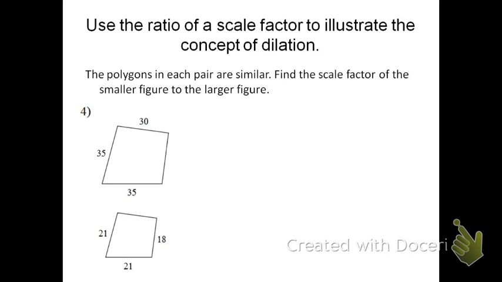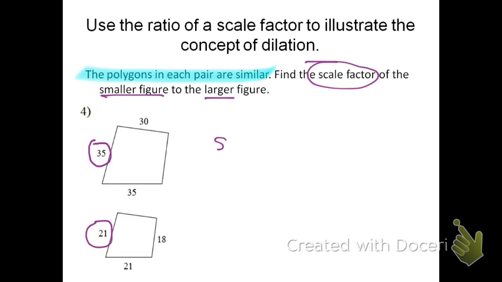Now for number 4, this is a little bit different. This one says the polygons in each pair are similar. That's given up right off the bat. That's good because now we don't have to check each different part for a scale factor. We need to find the scale factor though. So we're going to compare smaller to larger figures. So all we have to do is compare two sides. It doesn't matter which two, but let's say we take 35 and 21, or for the scale factor, we have to do 21 over 35. Okay.